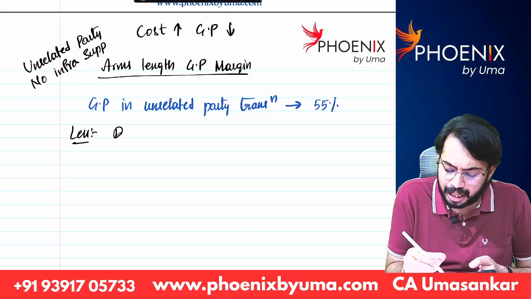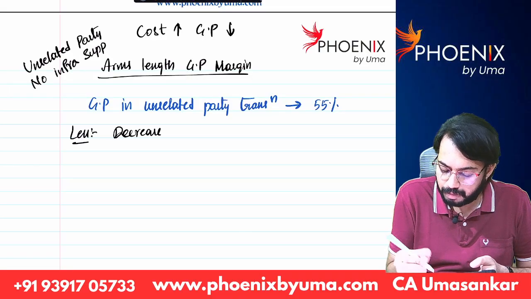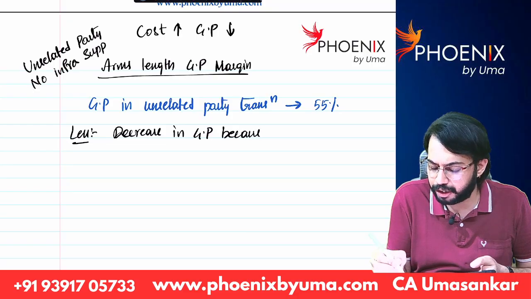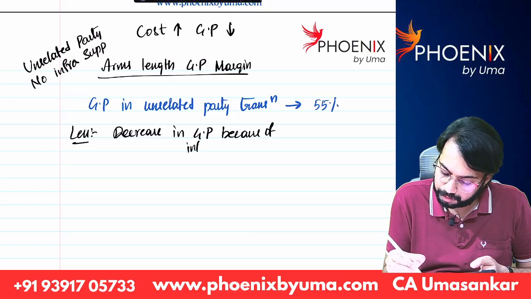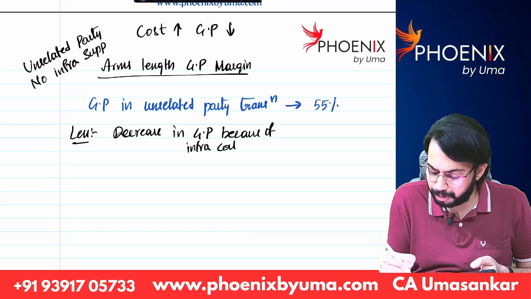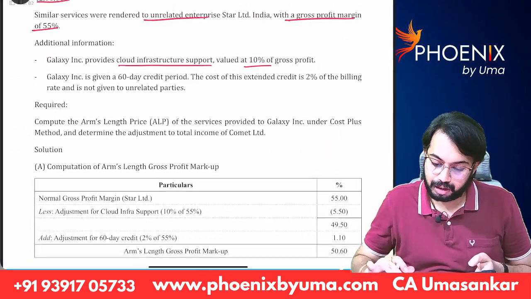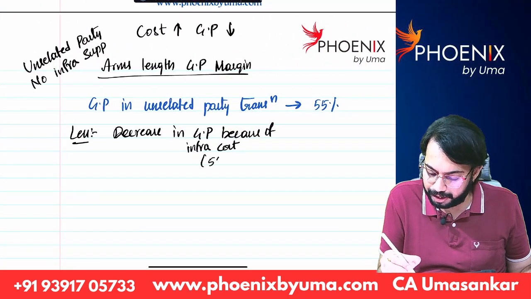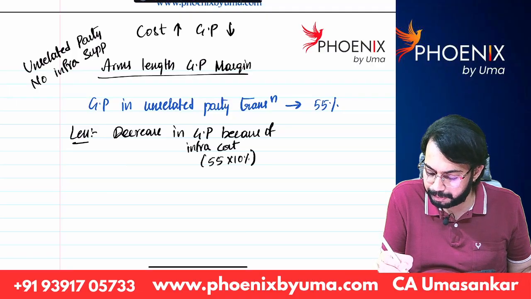How much is decrease in GP? Because of infrastructure cost. How much? 10%, right? 10% of GP. How much is 10%? 55 into 10%, 5.5%, correct?